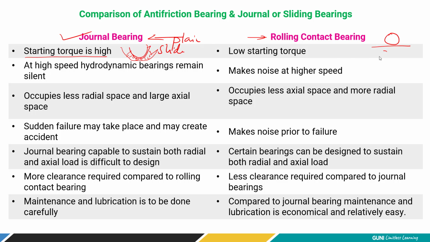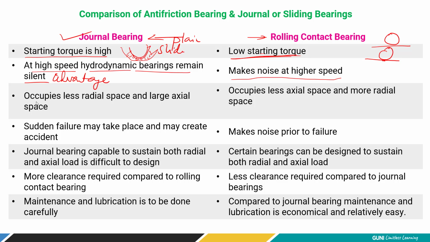Because here the rolling elements have simply a point contact. What we have is simply a point contact. So it requires very low torque to start it up, right? So here the rolling bearing offers low starting torque. At very high speed, hydrodynamic bearings remain silent. This is an advantage of the plain bearing or general bearing. But the roller bearing or ball bearing makes noise at higher speed, right? So this is what we have seen.